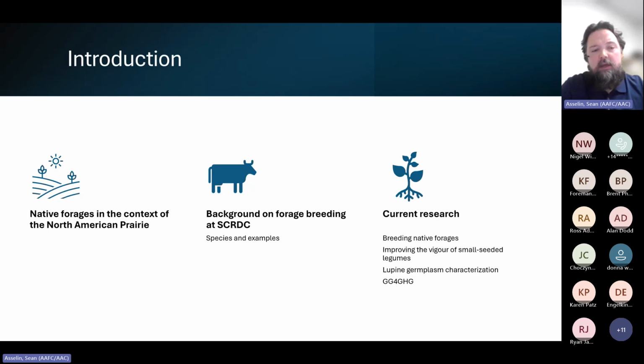Just a little bit of introduction on what I'm going to talk about today. I'm going to start with a little bit of context of native forages within the North American prairie. Then I'm going to move into some of the background on forage breeding that's being done here in Swift Current with a focus on native species. And then I'm going to go into a few of our current research projects on breeding native forages, as well as some other projects on improving vigor of native legumes, some work that we've just started doing on lupines, as well as some genomics work we're doing with Genome Canada on a project called GG4GHG.